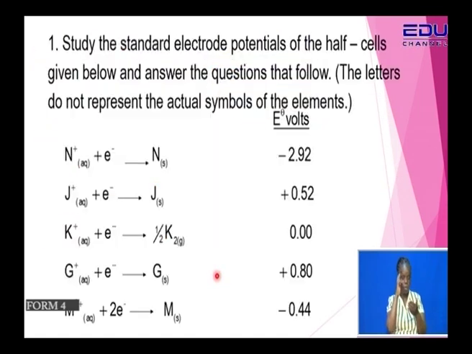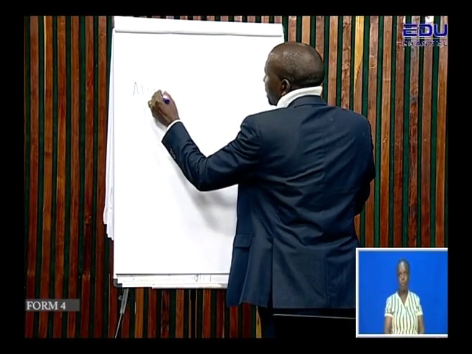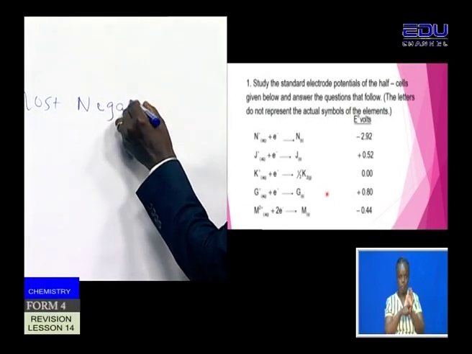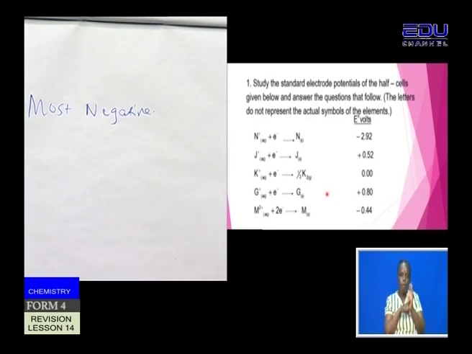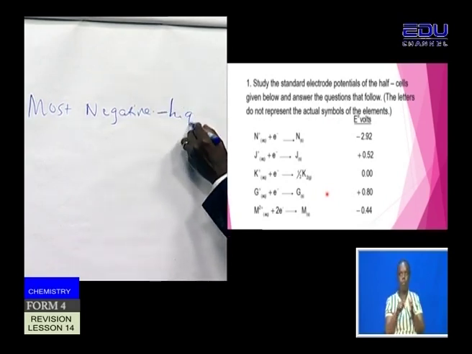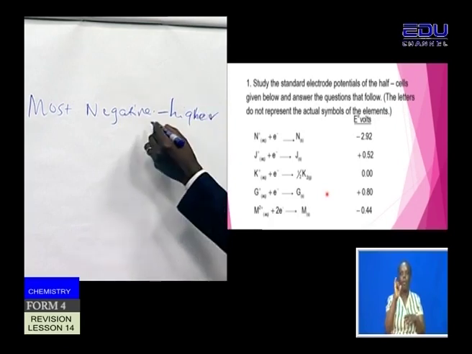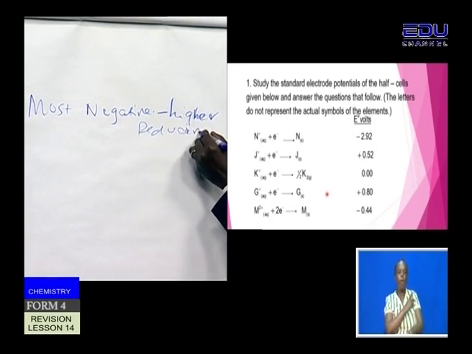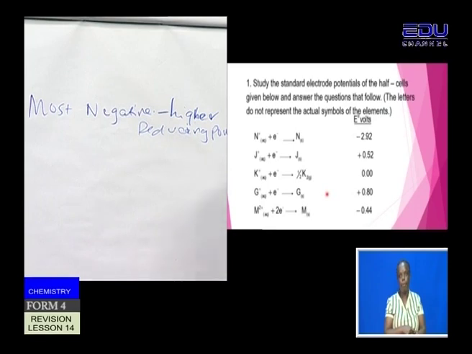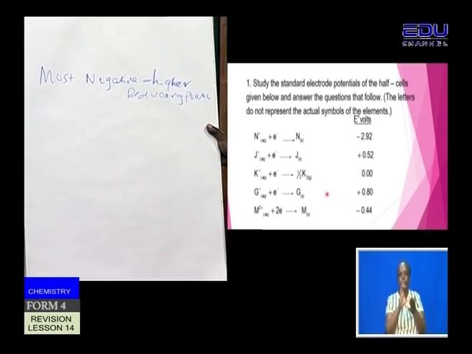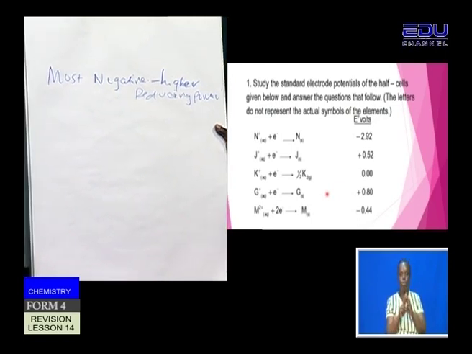So let's start by looking at the question. First of all, you start by analyzing it. I just want to point out some issues that you're going to use here. The most negative means higher reducing power. So the elements, or rather the half cells, with the highest negative electrode potential show that they have a higher reducing power, or rather they are stronger reducing agents. They have a higher tendency to lose electrons.